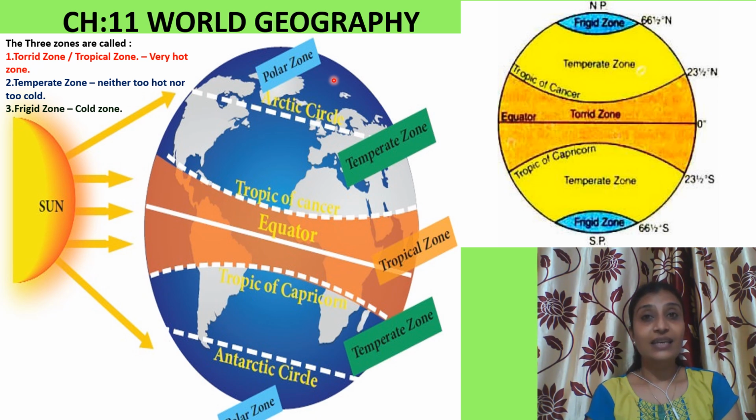The heat in each of these zones depends on how far it is from the equator. The climatic zones are hottest near the equator and they get cooler as we move away and then colder towards the poles. They are the coldest near the poles. Look at the diagram, children.